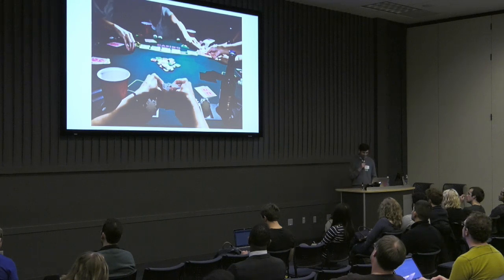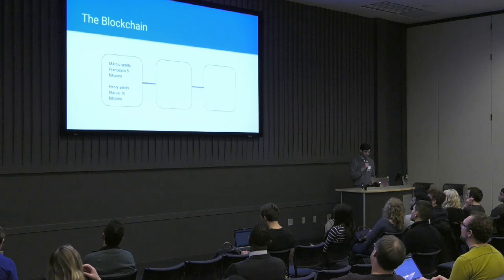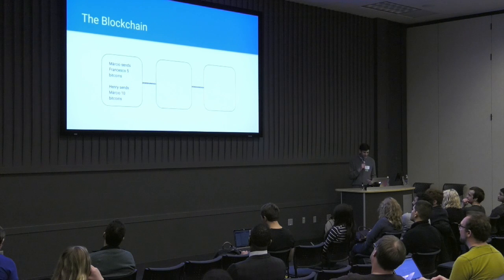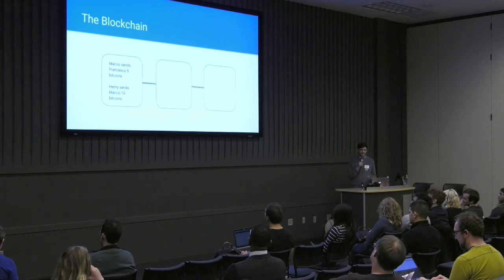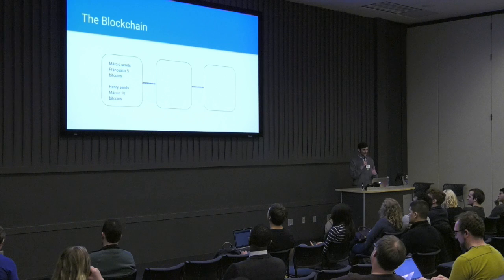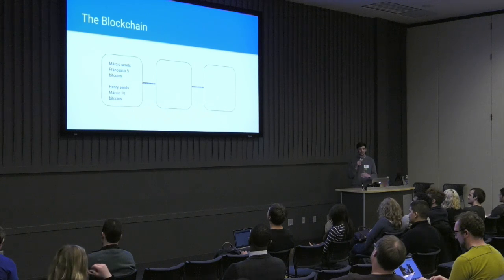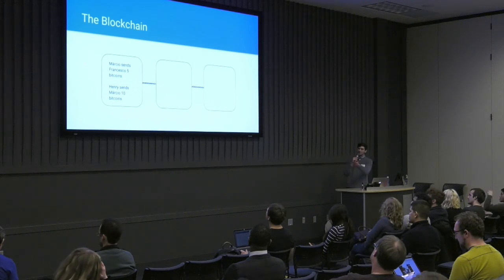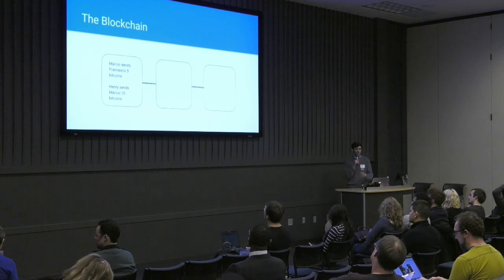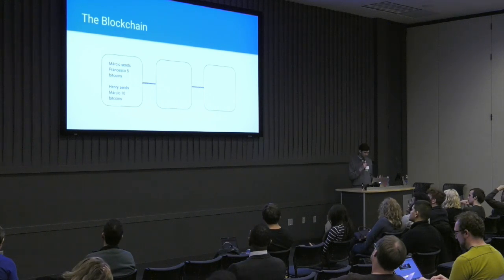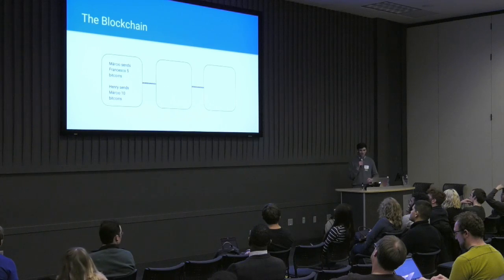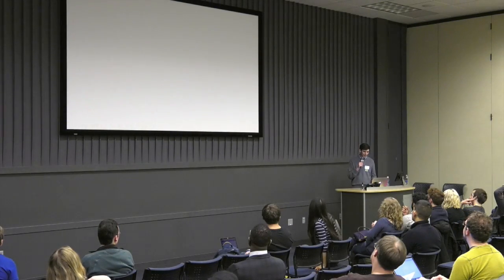So basically, that's a very simplified description of how the blockchain works. But the idea is that the blockchain is just a global ledger that records every single Bitcoin transaction that has ever happened. So if you think about it, sending Bitcoins is basically just writing something on a ledger. So something like Masio sends Francesco 5 Bitcoins, right? That's all that it takes. And so going back to our poker analogy, it's basically just the same thing.